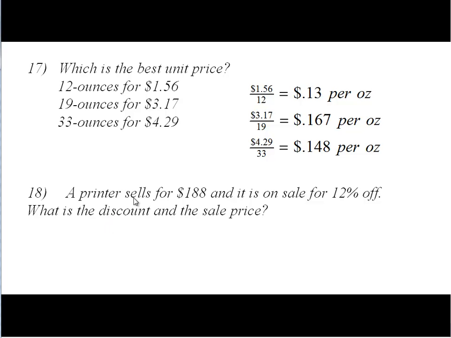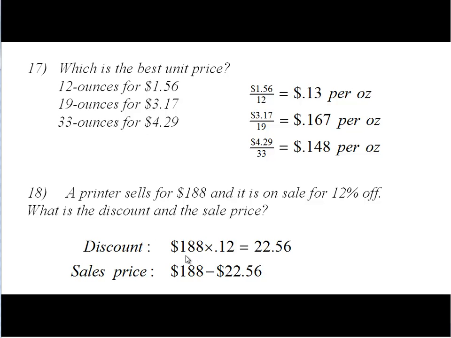Okay, your printer sells for $188 on sale for 12% off. So you have 188 times 0.12. Anytime you have a percentage, you need to convert it by moving 2 places over. So your discount is 188 times 0.12, which is $22.56. That's how much you're going to save. So it wants to find out the discount, which we did. Now your sales price, 188 minus your $22.56, because you're going to save that much money. Turns out to be, I believe, 165.44.